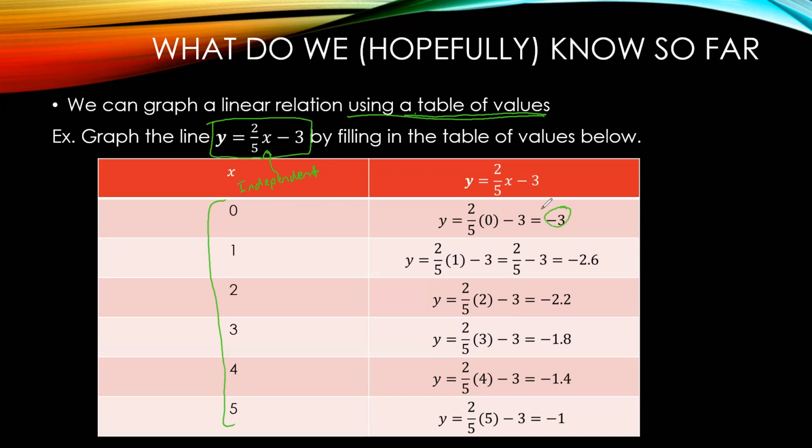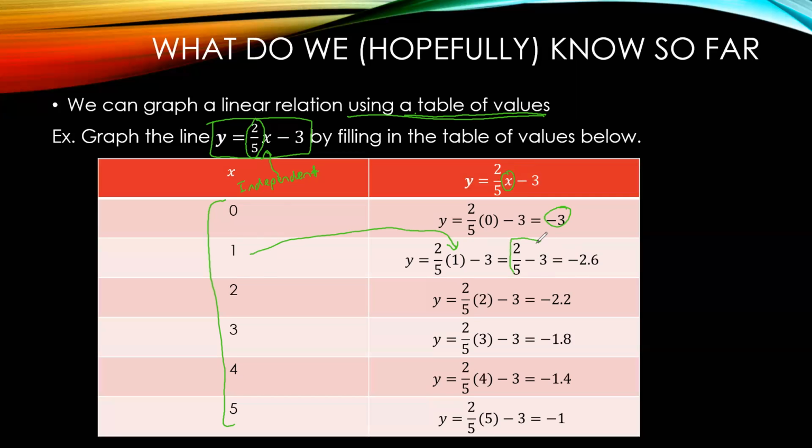The calculation for this one's relatively easy. Because you notice that there's going to be a fraction in the equation, it's going to make it a bit more complicated for the other y values. So for example, if I sub in 1 into this equation, so I replace the x right here with 1, I get 2/5 times 1, which is 2/5, minus 3.